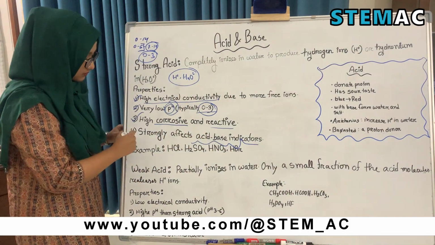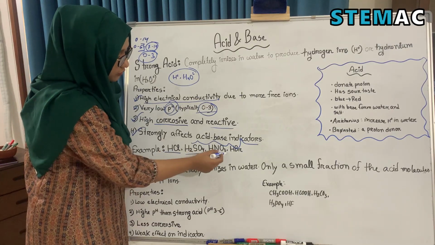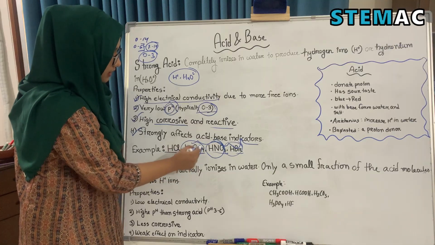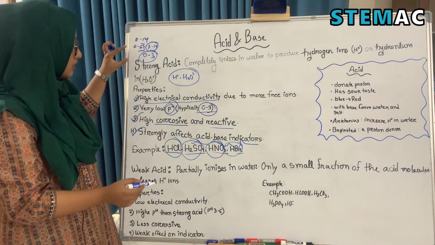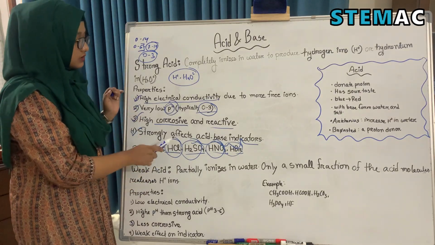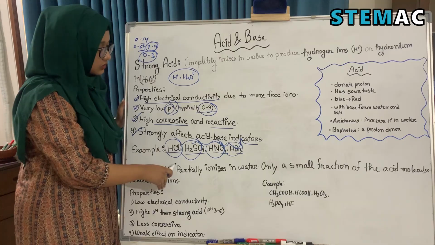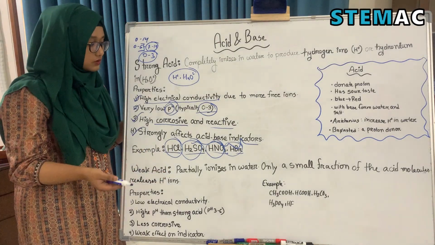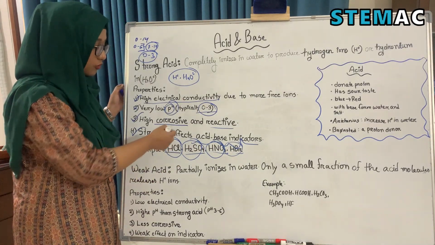Examples are HCl, H2SO4, HNO3, and hydrogen bromide, and those are the highly acidic compounds. They have a pH between 0 to 3. So what happens here? We need to compare those. Those have high electrical conductivity. They are typically pH 0 to 3. They are highly reactive. When they are with other compounds, they are going to show a more vigorous reaction.